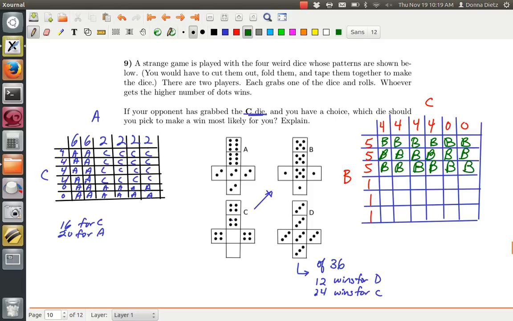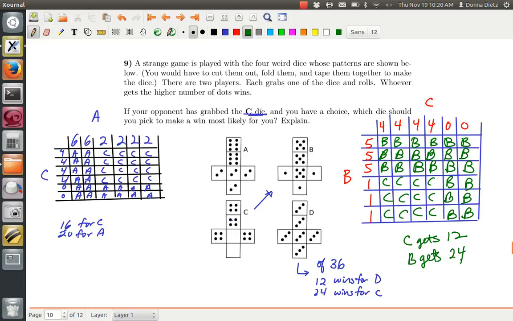Next highest value is 4s, and it's taken by C. So these guys win. Next highest value is 1, and it's taken by B. So these guys win. Okay, great. And C gets 12 wins, and B gets 24. Okay, now the question is, your opponent has grabbed the C die.